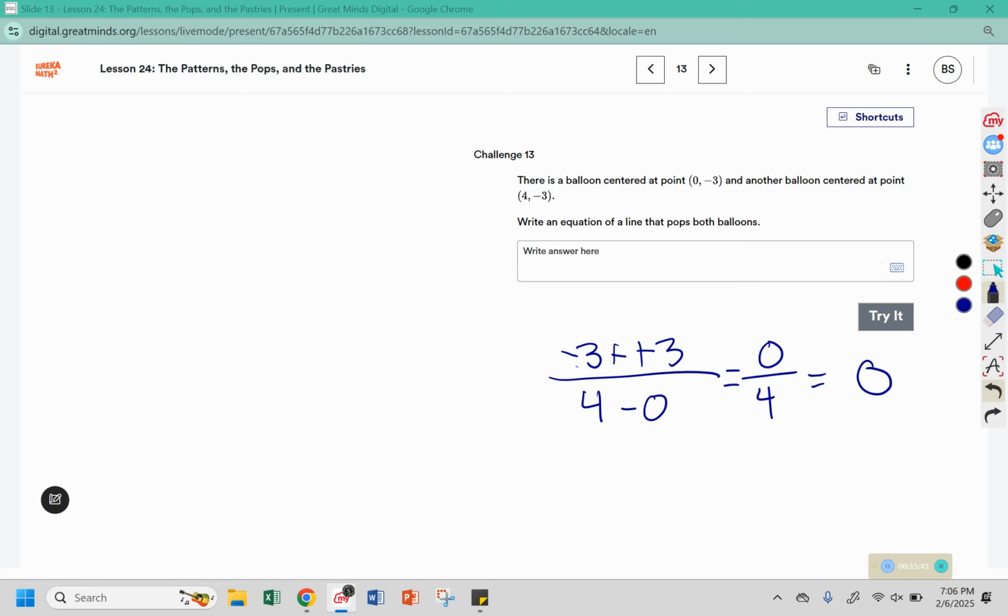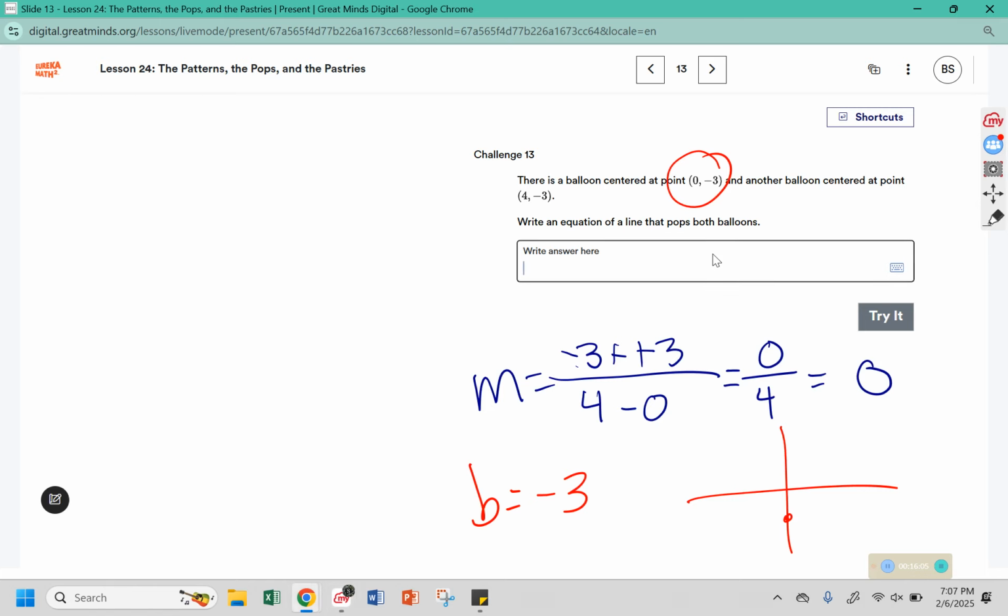And I also notice that the point (0, -3), if we were to graph that, would be on the y-axis. So our m is 0, and our b value is -3. So this one I can just write in slope-intercept form. You can also use point-slope form, but it might be faster if you use slope-intercept form.